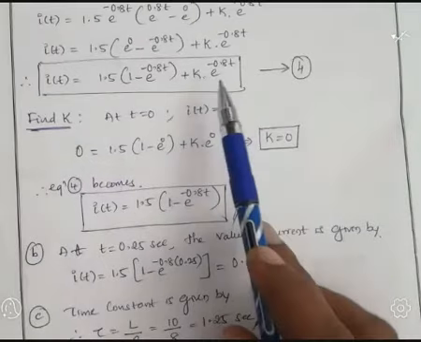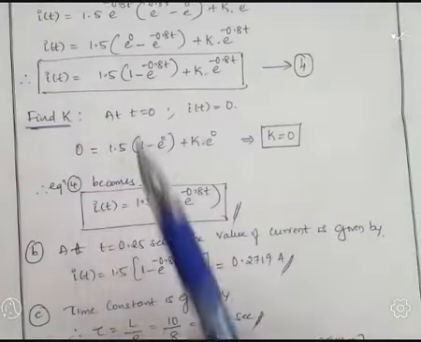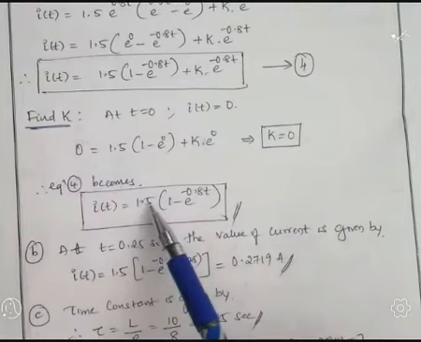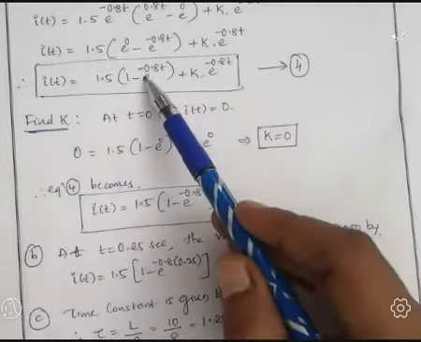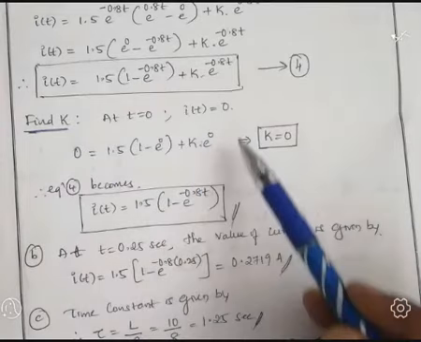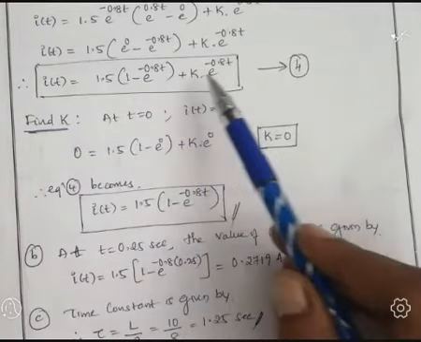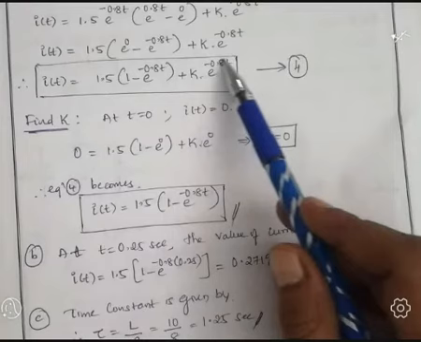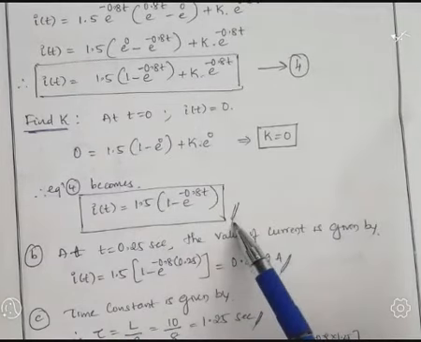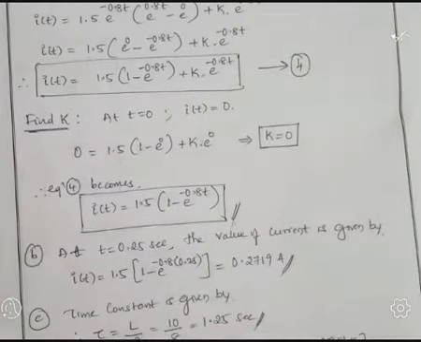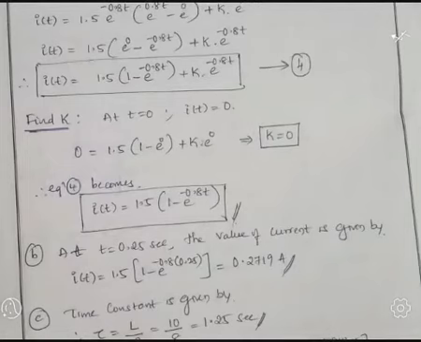So substitute this value in the above equation. Then equation 4 becomes i(t) is equal to 1.5 as it is, 1 minus e to the power minus 0.8t, plus k, and k equal to 0. 0 multiplied by anything becomes 0. This is the current flowing through the given circuit. So now we have calculated how much current is flowing through the given network.